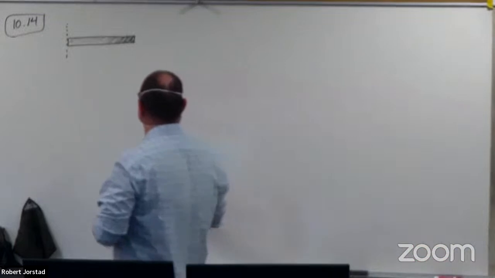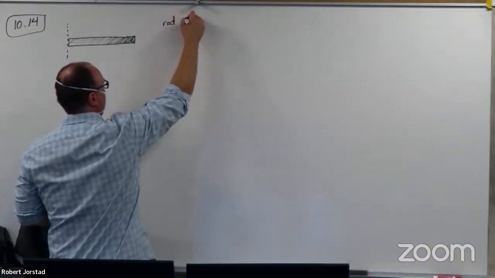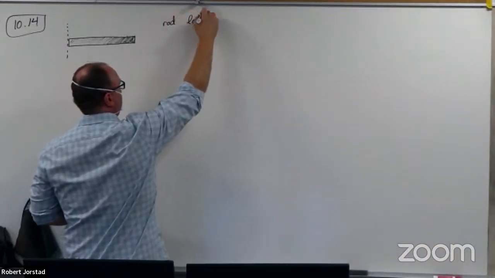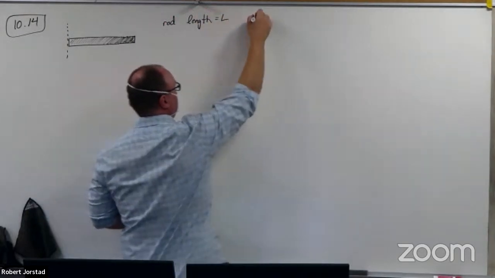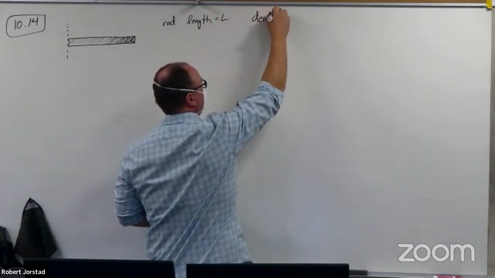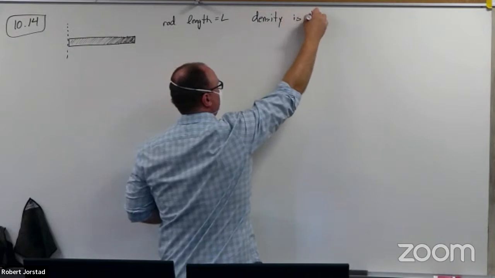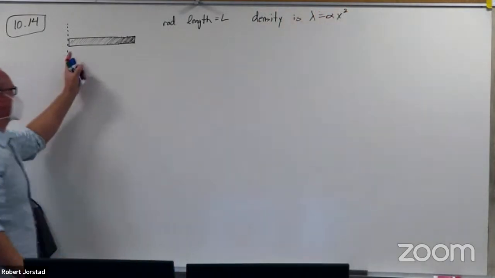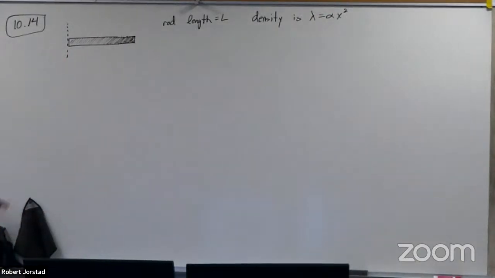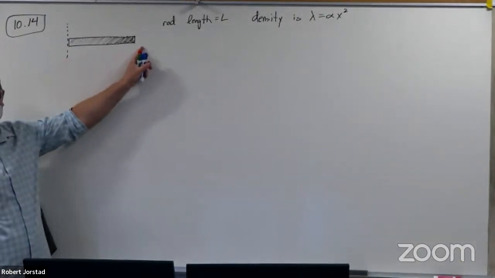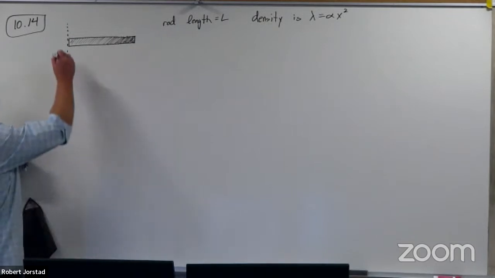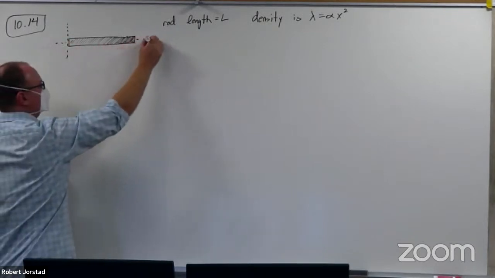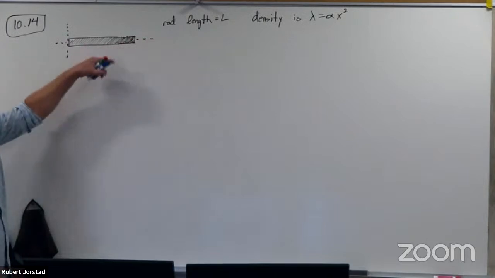Okay, and so we're told rod length equals L, density is lambda equals alpha x squared. You can tell by the shading, or at least my attempt, hopefully that makes it clear: it's more dense at this end. If this is our coordinate system, as x gets bigger, the rod should get more dense.